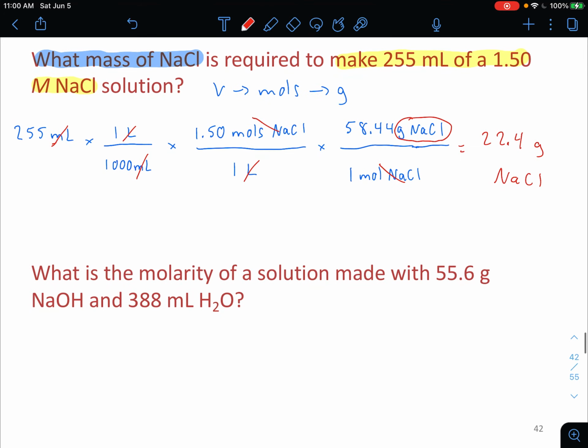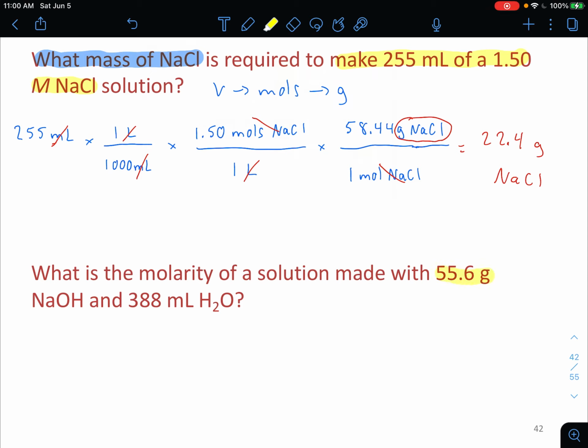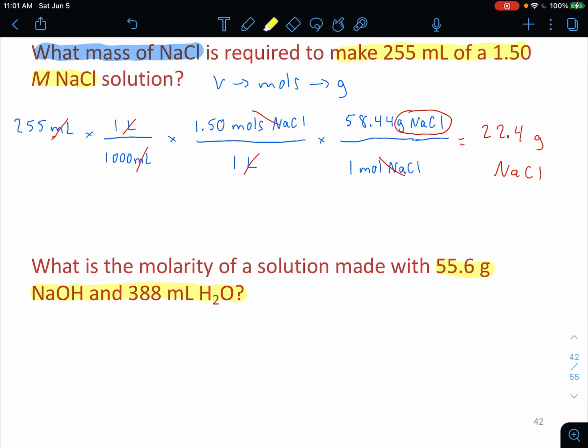So then the other question, like I said, is more of a conversion problem where we know information about our solution, just not in terms of moles and liters, so we'll want to figure out how to switch it to that. So what I have is a solution that is 55.6 grams of sodium hydroxide in 388 milliliters water. And this is what I was kind of talking about. The total solution volume and the amount of water that there is, we're going to use those interchangeably, even though that may not exactly be the case.